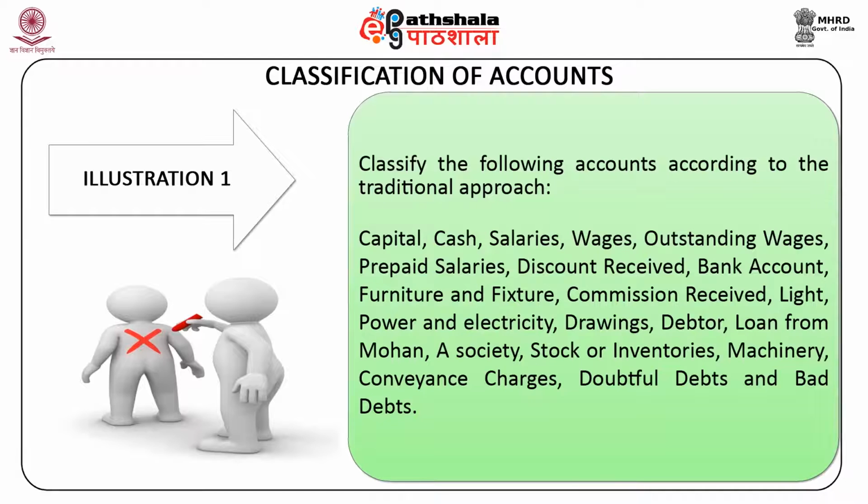Classify the following accounts according to the traditional approach: capital, cash, salaries, wages, outstanding wages, prepaid salaries, discount received, bank account, furniture and fixture, commission received, light, power and electricity, drawings, debtor, loan from Mohan, a society, stock or inventories, machinery, conveyance charges, doubtful debts and bad debts.